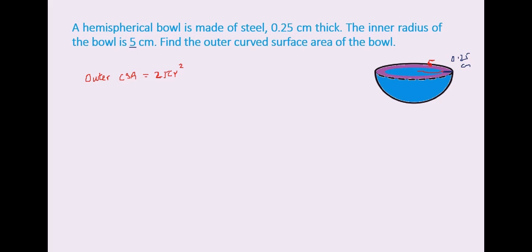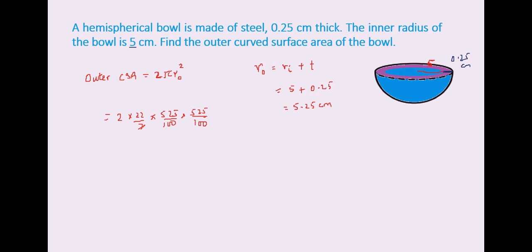We will write here R O, the outer radius. So what is the outer radius? R O equal to inner radius R I plus the thickness T. So R I is 5 plus 0.25 gives us 5.25 centimeter. That is the outer radius of the bowl. So the curved surface area will be 2 into 22 upon 7 into 5.25 upon 100 into 5.25 upon 100.